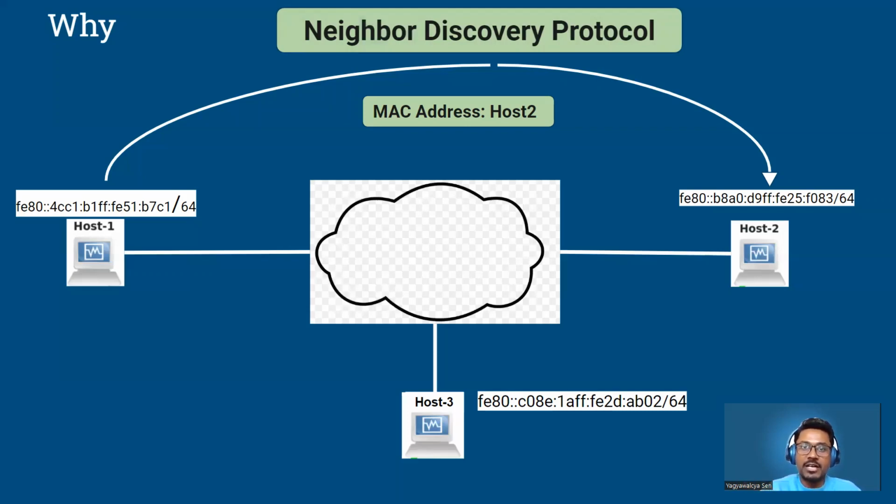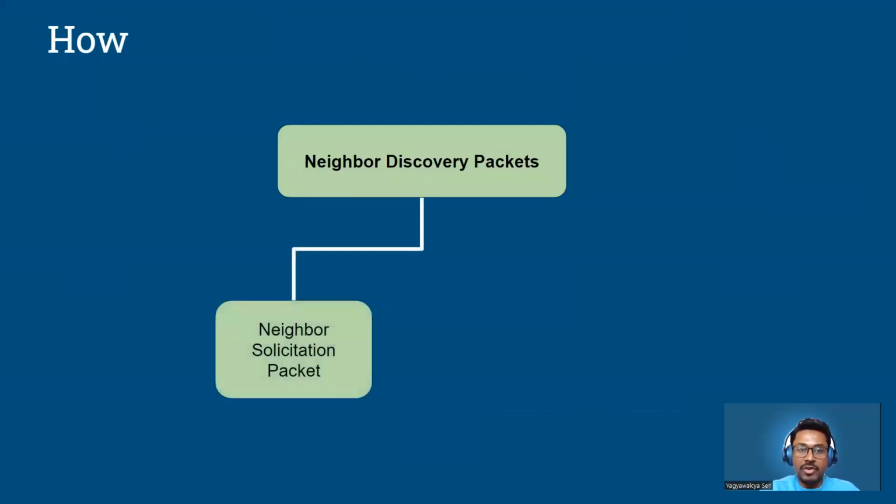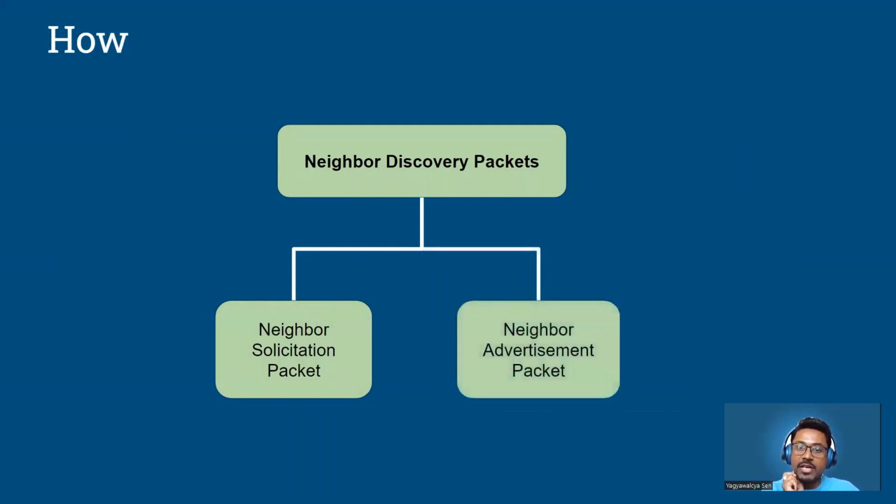Now, let's try to understand how exactly it achieves this. So, Neighbor Discovery Protocol makes use of two of the ICMPv6 packets. One is the neighbor solicitation packet, and the other packet is called neighbor advertisement packets. I'll show you in the packet capture how these packets look like.